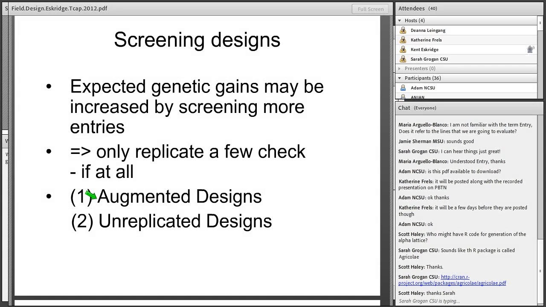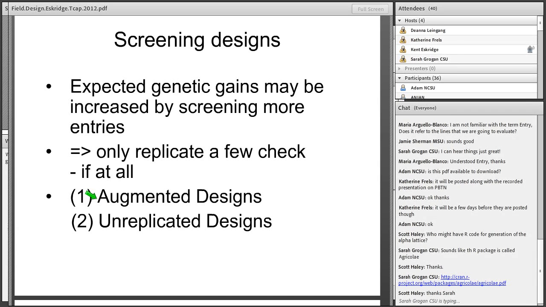All right. Now, what I've talked about up to this point is the idea that we need to replicate each entry in one way or another. And the truth of the matter is you may not have enough seed to replicate all these entries. Not only that, you may not have enough space. You've got 1,200 entries you want to evaluate. My gosh, you don't have enough money. You have to evaluate them all. But are there other ways of not having to replicate every entry?